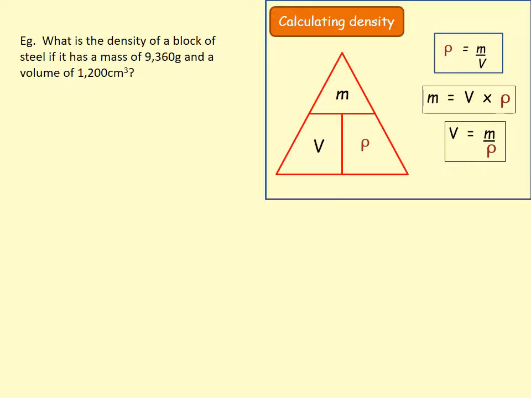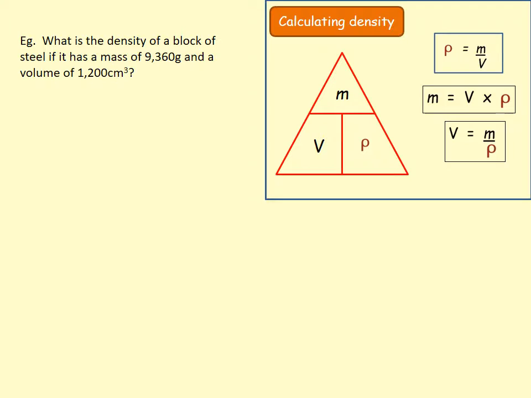Another important aspect of this unit is to be able to use the density formula to do different calculations. So what I'm going to do now is go through 3 different worked examples where we employ the different equations, which you can see on the right of the page. For example, what is the density of a block of steel if it has a mass of 9,360 grams and a volume of 1,200 centimeters cubed? Look at the equations on the right, pause the video and see if you can get the correct answer.